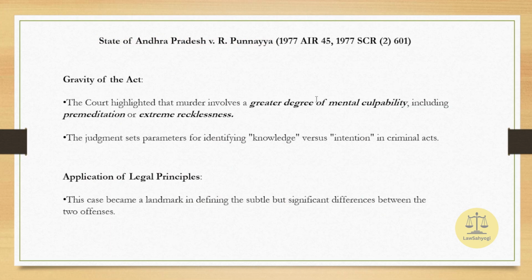So now we come to the part of gravity of the act. Now what will determine the gravity of the act? The court highlighted that murder involves a greater degree of mental culpability as compared to culpable homicide, including a pre-planned design and extreme recklessness. The judgment sets parameters for identifying knowledge versus intention in criminal acts.